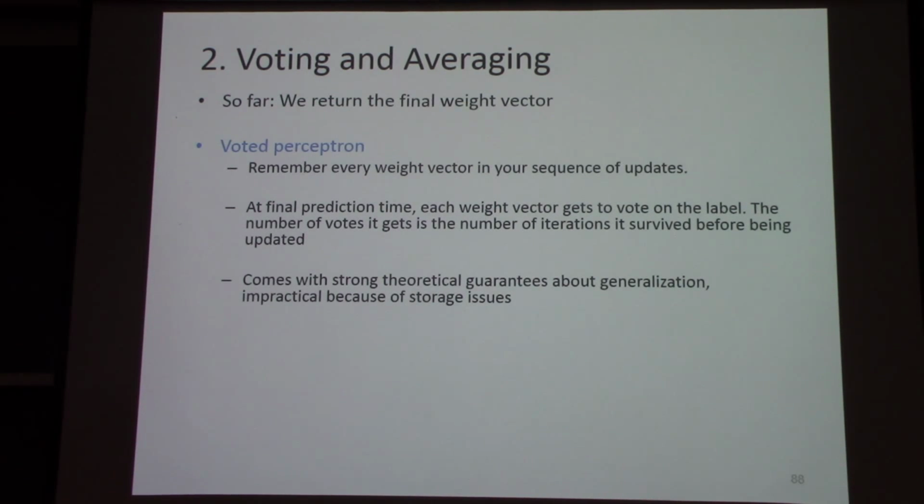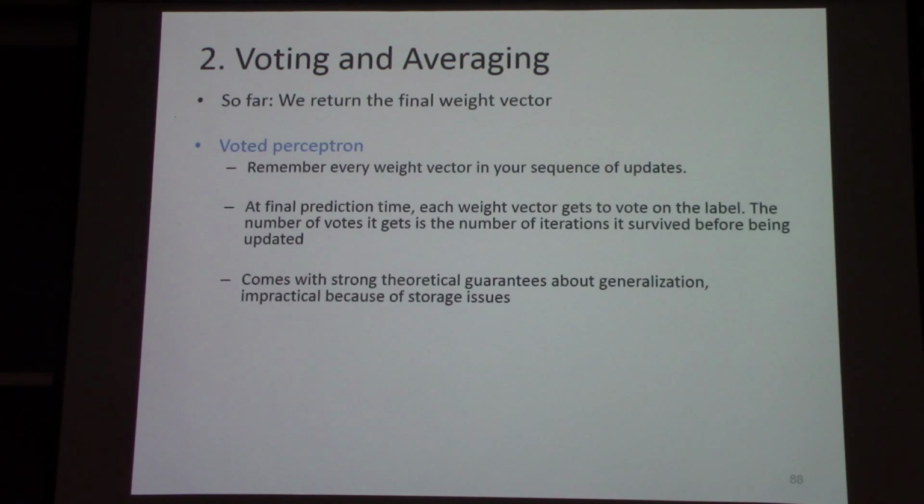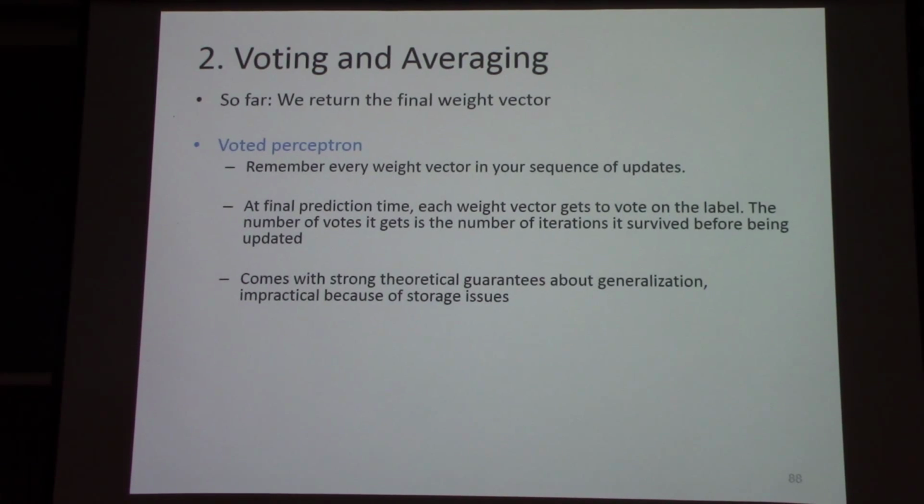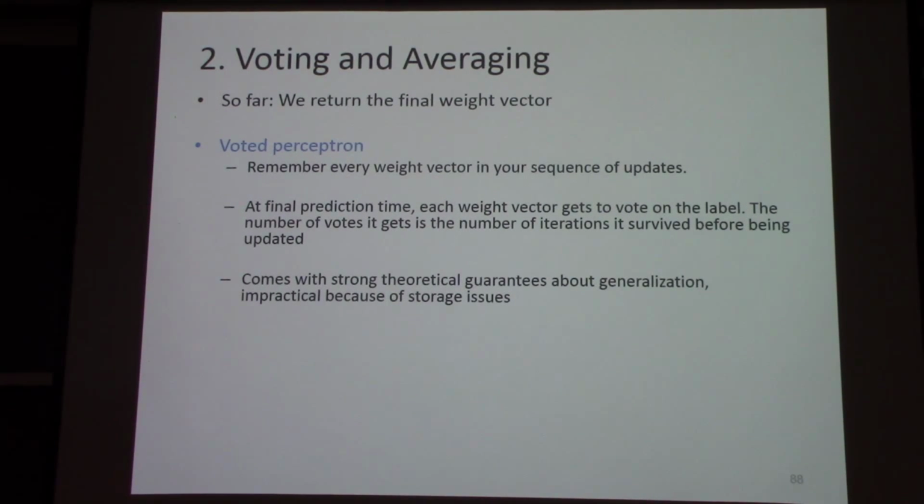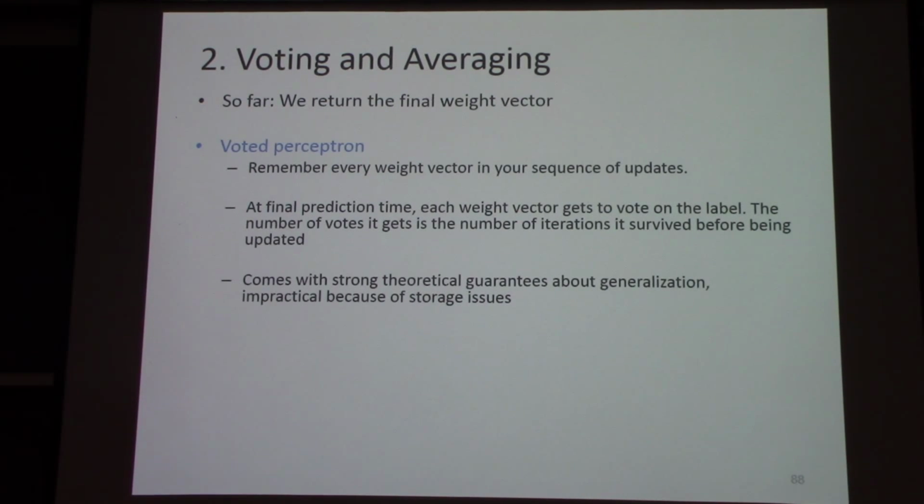So let's say you keep track of every weight vector as you learn. And for every weight vector, you keep track of how long it survived without an update, how many examples it survived before it made a mistake. So you keep track of all unique weight vectors. And at prediction time, at test time, when it's deployed, instead of using just the last one, you use all of these and give each classifier a vote. Every classifier gets a vote whose weight is equal to the number of examples it survived.